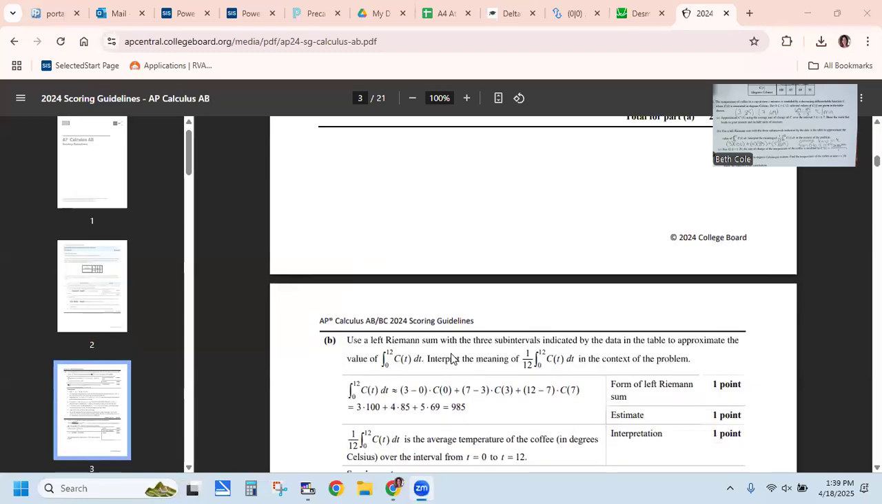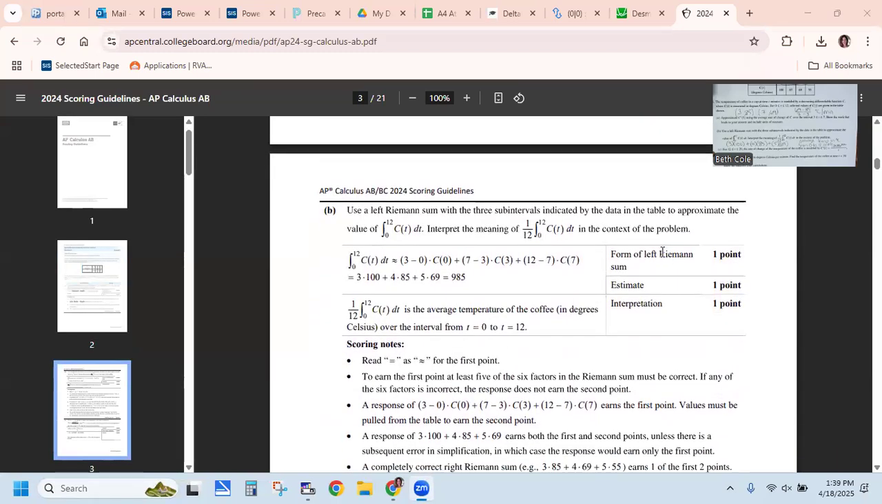All right, so let's see what they did for B. Form of left Riemann sum. That means you have something times something plus something times something plus something times something. Do you get what I'm saying? Like you did a sum, all right? So even if the numbers were wrong, you get a point. If your numbers were correct, you get a second point. If you got that Riemann sum, give yourself 2. Then it was 1 point for the interpretation.